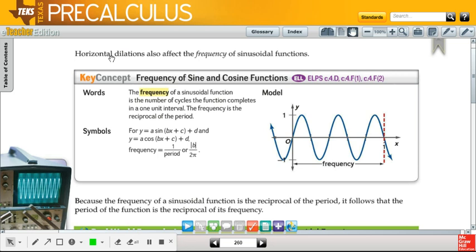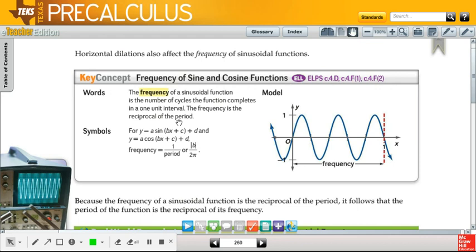The concept, as stated from the textbook, is that the frequency of a sinusoidal function is the number of cycles the function completes in a 1-unit interval. The frequency is the reciprocal of the period, meaning the flip version of the period. That's what it basically means.